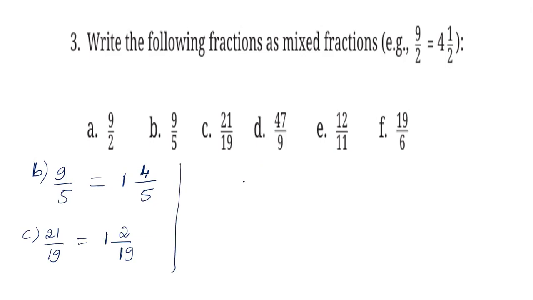Next, D, 47 by 9. 9 fives are 45. 47 minus 45 is 2. That means 5 quotient, 2 remainder, 9 divisor. 5 and 2 by 9.